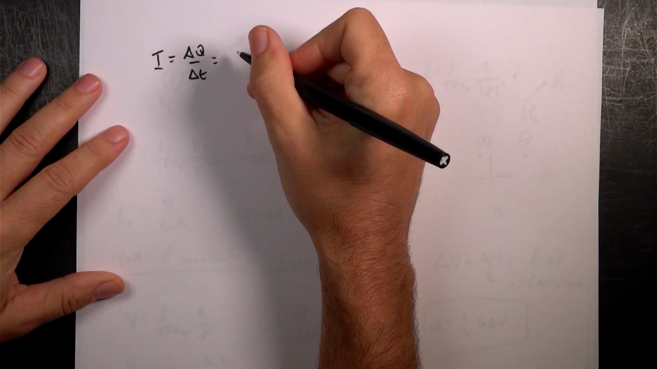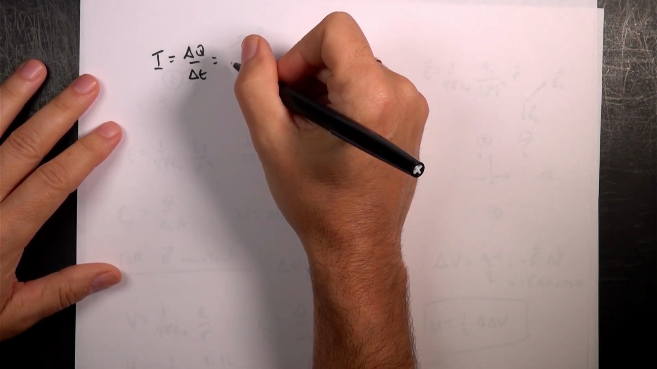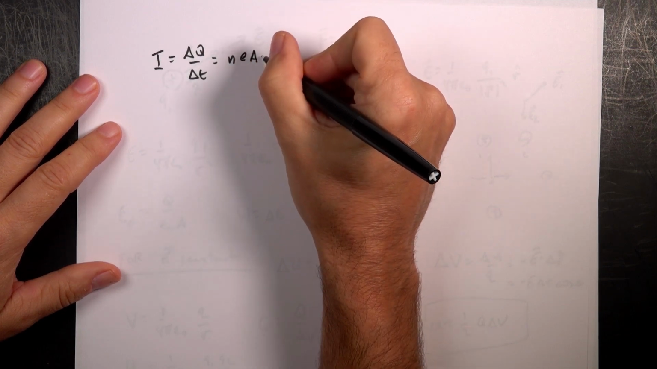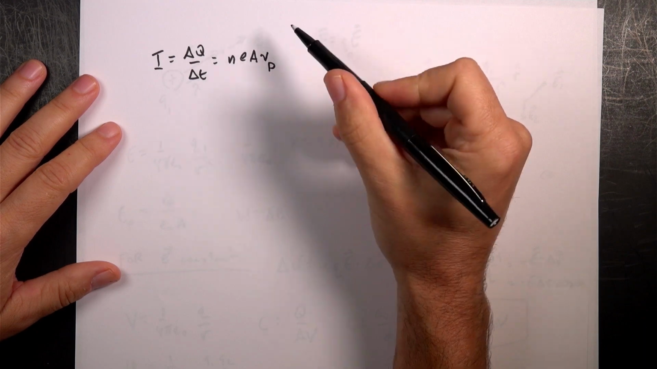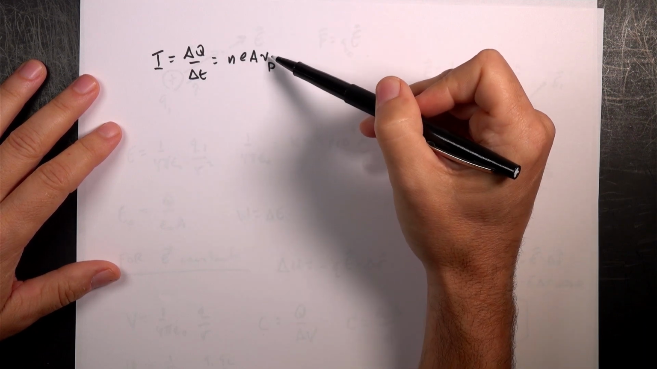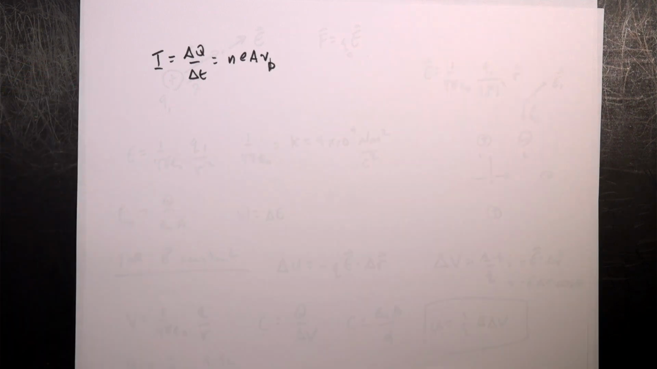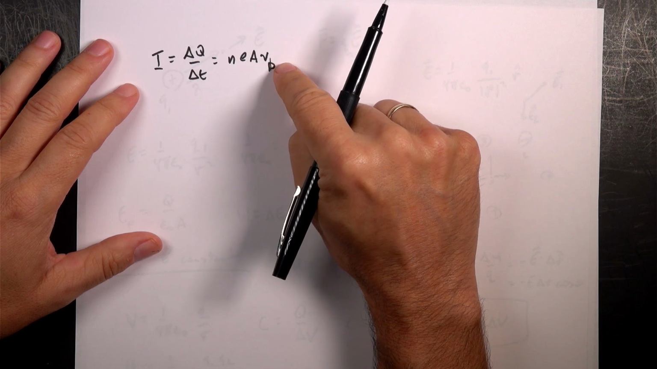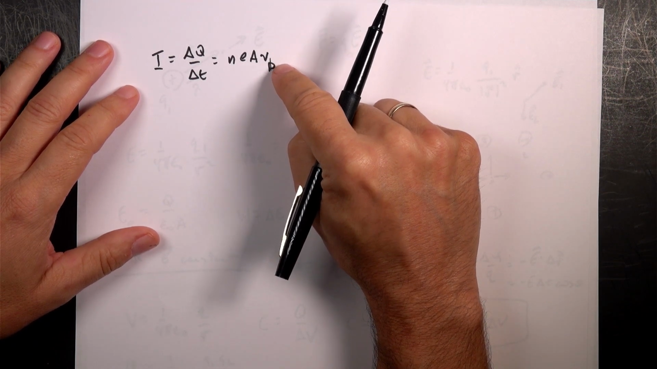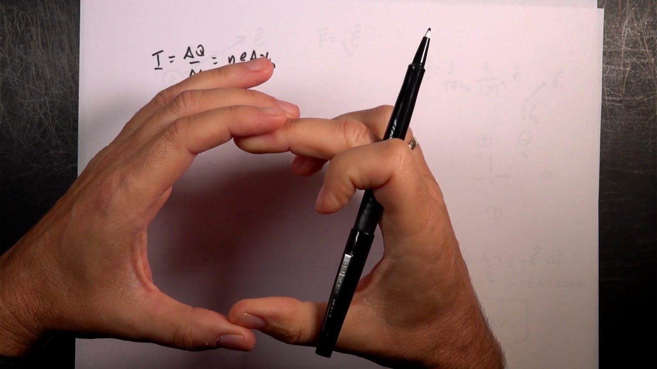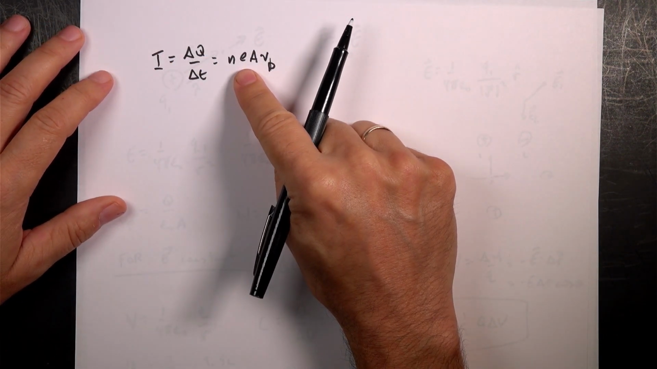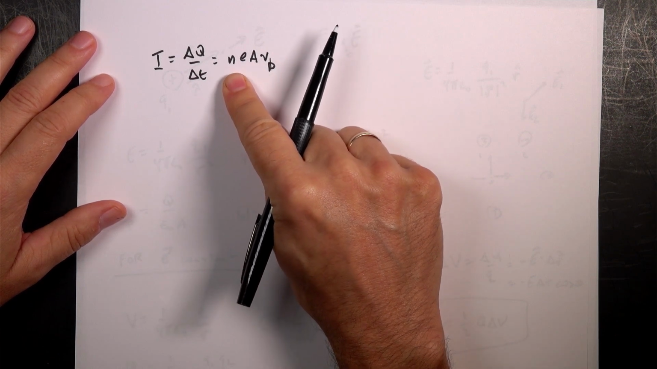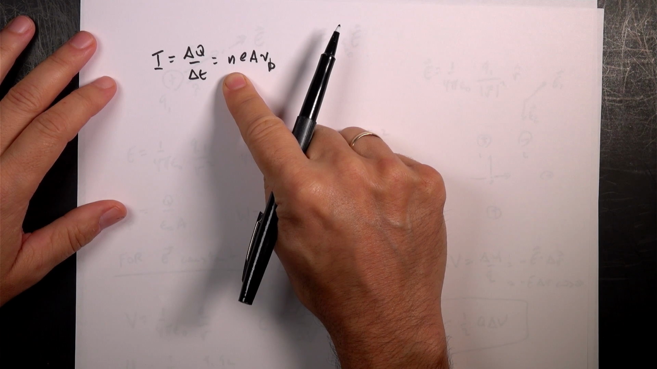And we can also write this as the following: I equals N E A V D. So this is the start right here. VD is the drift velocity. So if you look at a piece of metal and you have charges moving, this is the average speed of those charges that they move. That's the drift velocity. A is the cross-sectional area of the wire. E is the electric charge of the charge carriers, probably electrons. And N is the charge carrier density. How many charges per cubic meter?